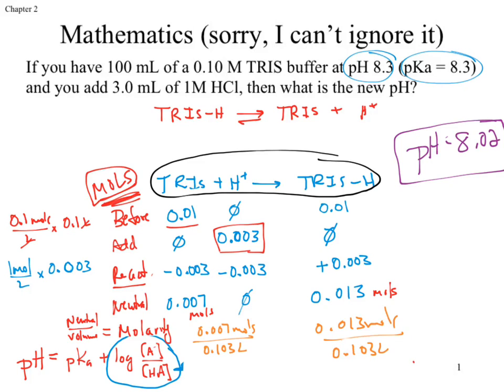So over here, you just plug in the A and the HA times the pKa that's given. Use the pKa that's given. It's a plus in there. And you'd solve for the pH.